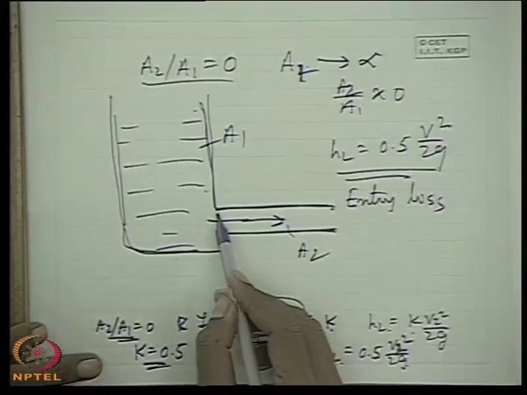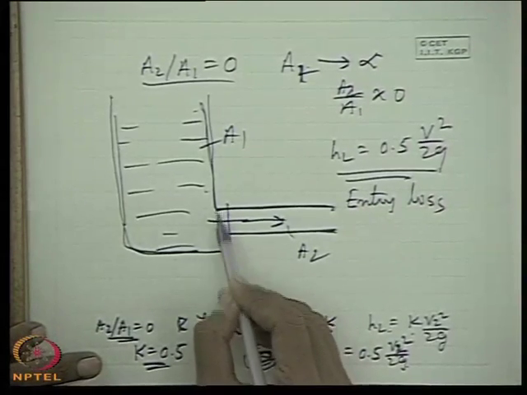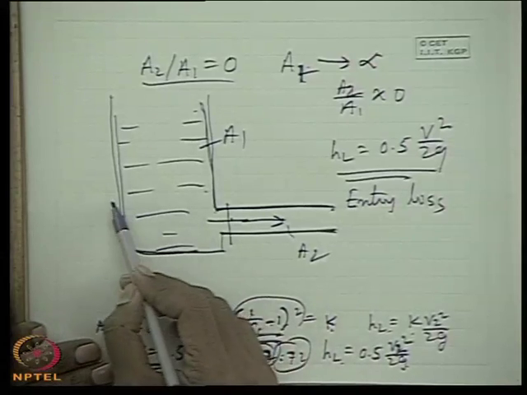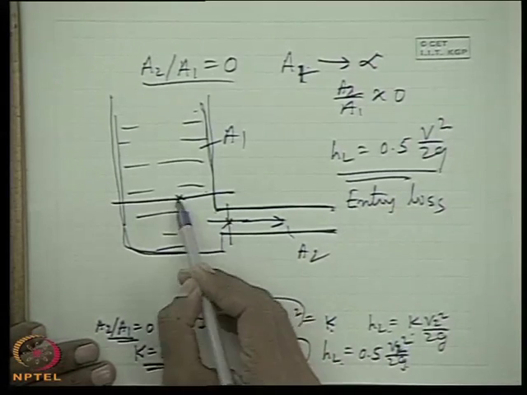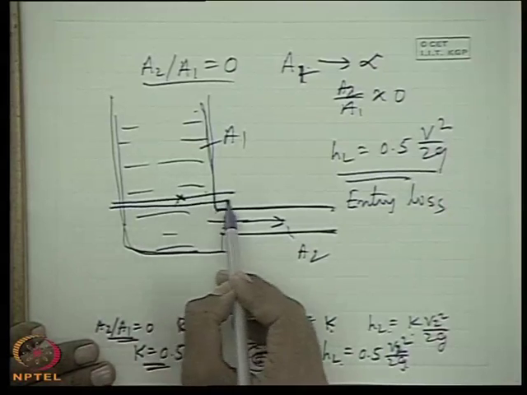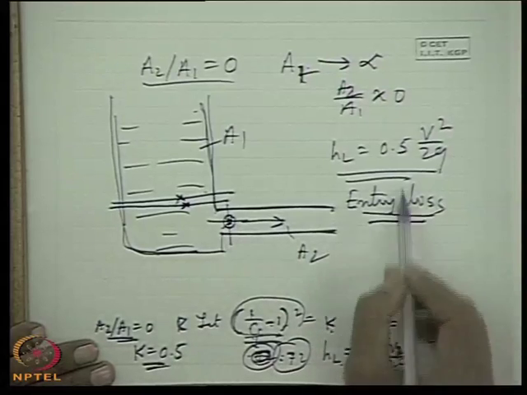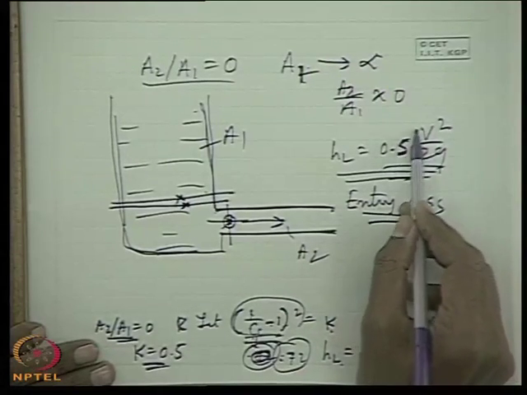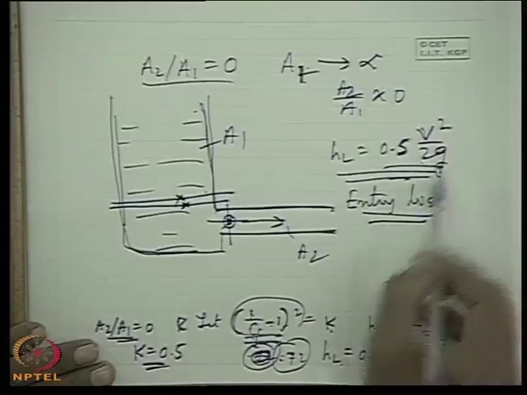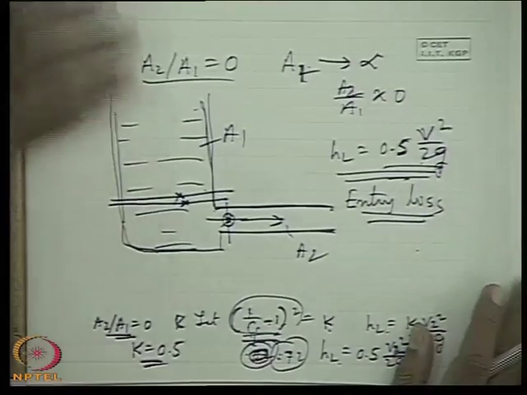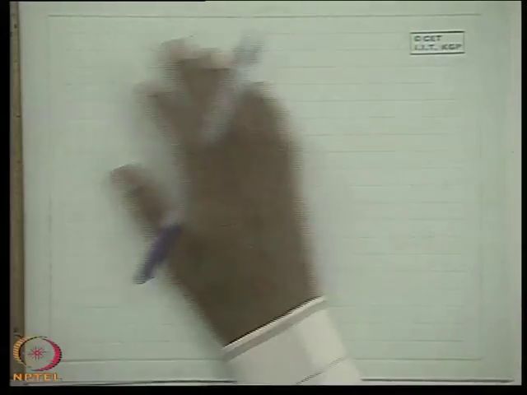That means, if we have a section here, just downstream to this, and if we have a section here, so if we write the Bernoulli's equation between these two sections very close to here, you understand? So, if you write the Bernoulli's equation between these two sections, here the entry loss has to be taken care of, which is 0.5 V square by 2g. You have understood? So, this is a special case of losses due to contraction. So, these are the losses due to geometric changes.